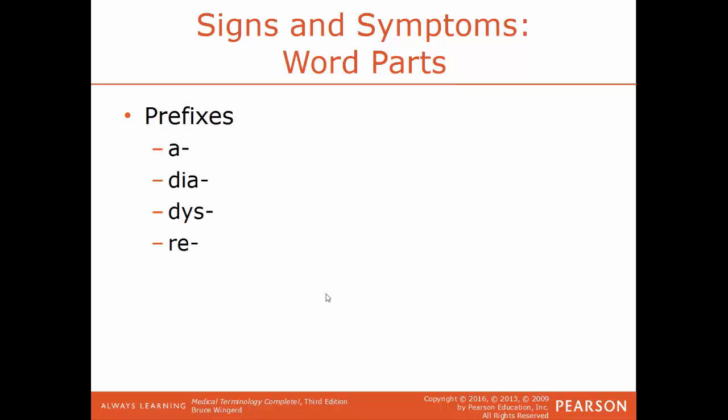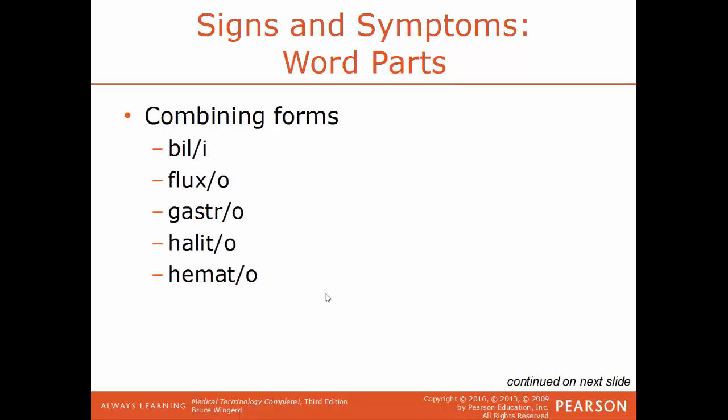We'll start with the prefixes. The first one, A, it means lacking or without. Dia means complete or through. Dis is painful or abnormal or difficult. And then re means back or backward.